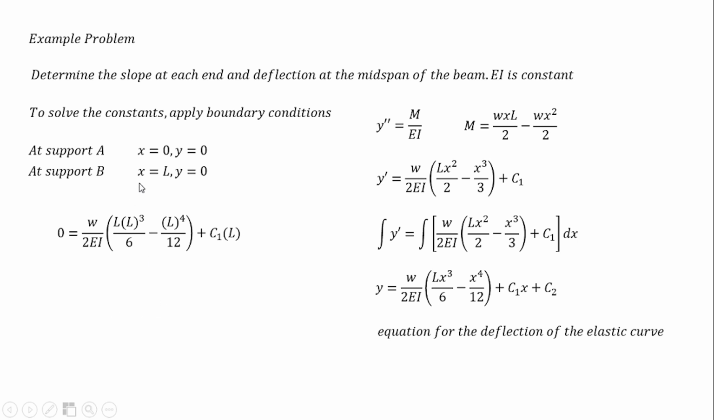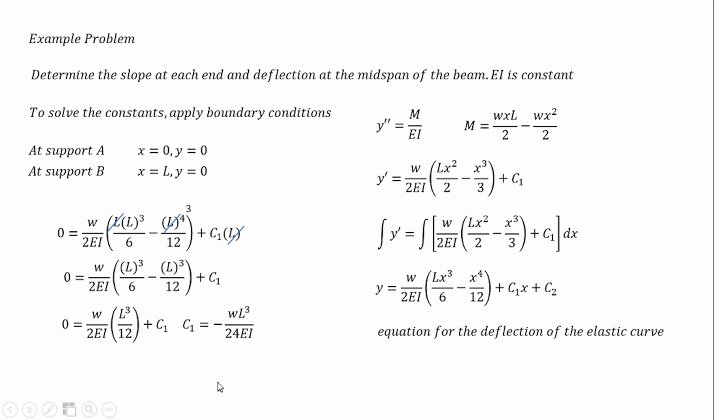But if we use another condition, x equal to L and y equal to 0, substituting y equal to 0 on the other side, and L equal to x. Simplifying this equation, we cancel one L. So, simplifying, 0 equals W over 2EI, open parenthesis, L cubed over 6 minus L cubed over 12, closing parenthesis, plus C1. So, we get the value for C1, that is negative WL cubed over 24EI. So, this equation we can now substitute for our y, but our C2 is 0.